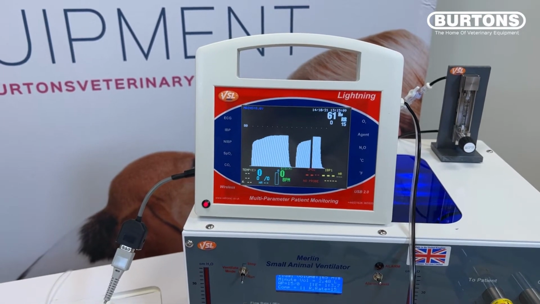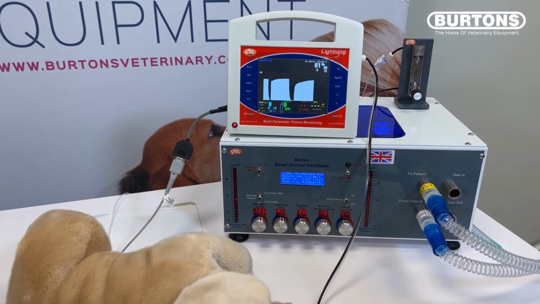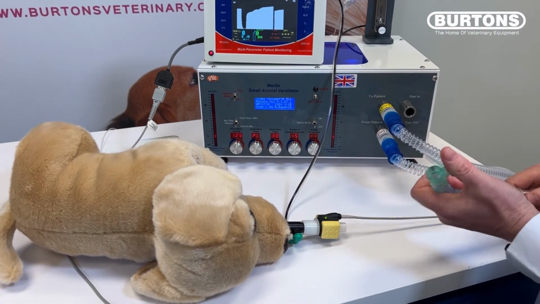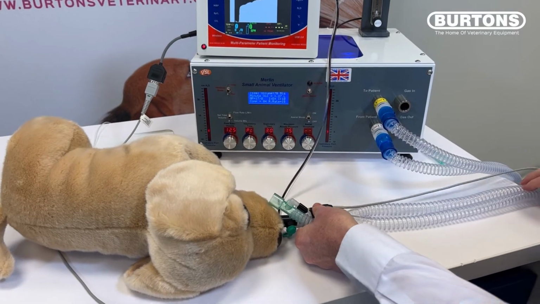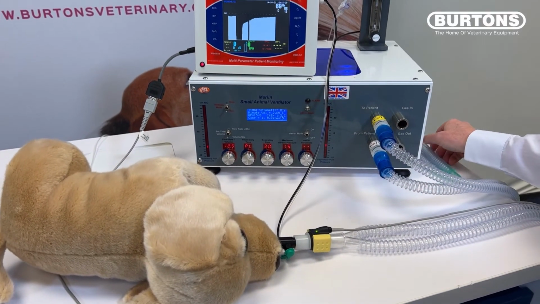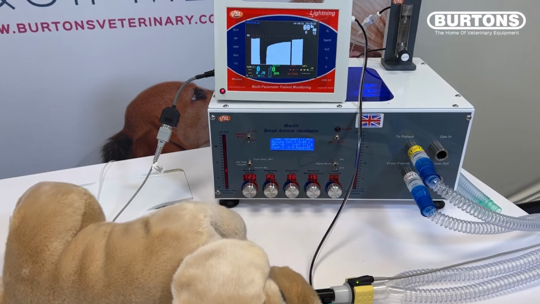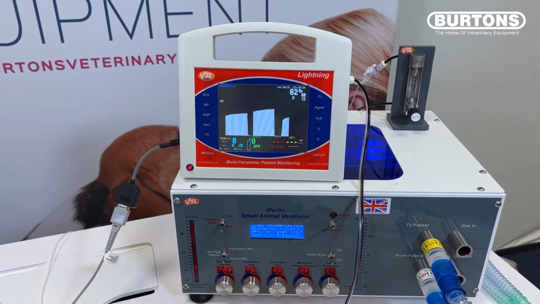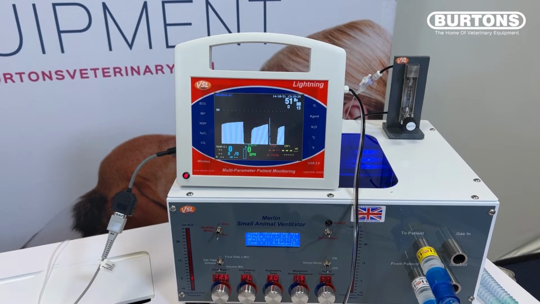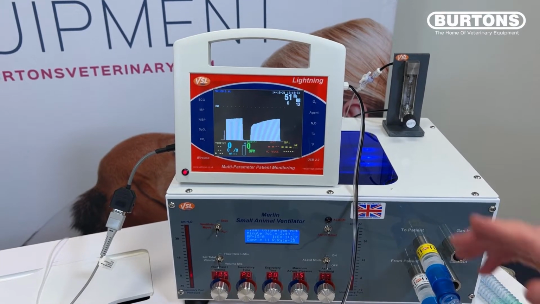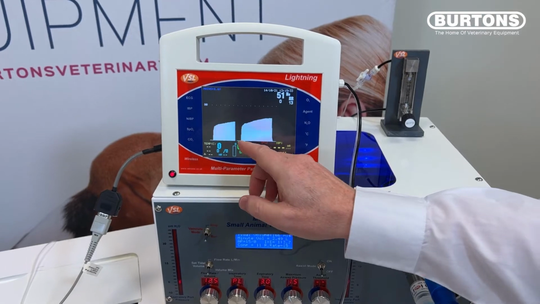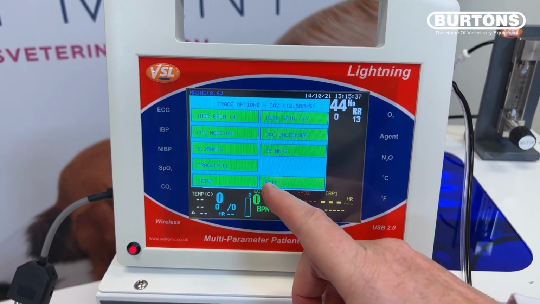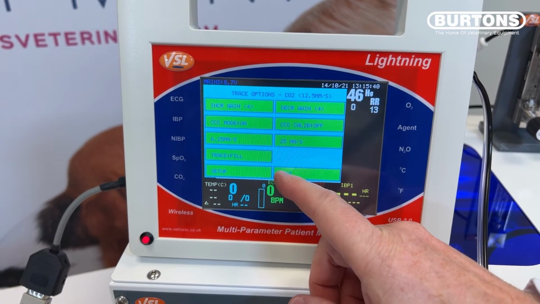I'm going to remove this dead space again and go back to our original conditions. And we just let that CO2 return to normal. It should go back to around 45 millimeters of mercury. While that's happening, I'm going to turn on this new feature. So we go into the screen here and turn on the capnography mode, color-coded capnography.